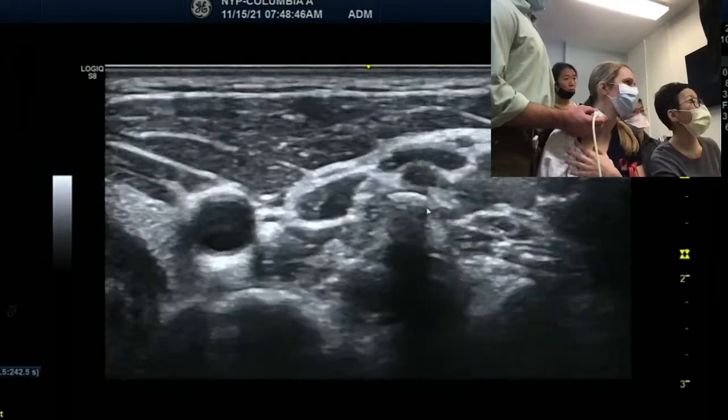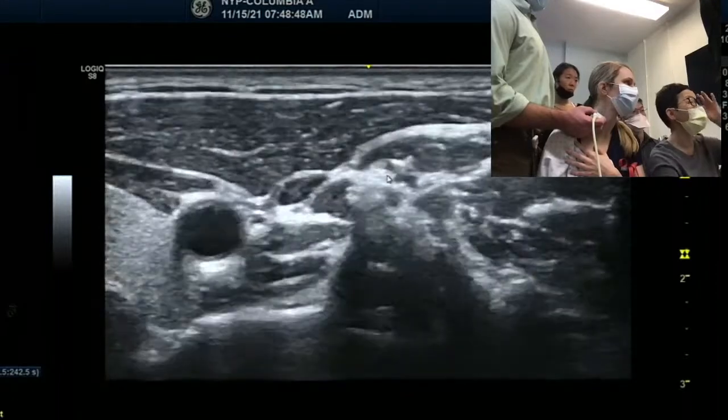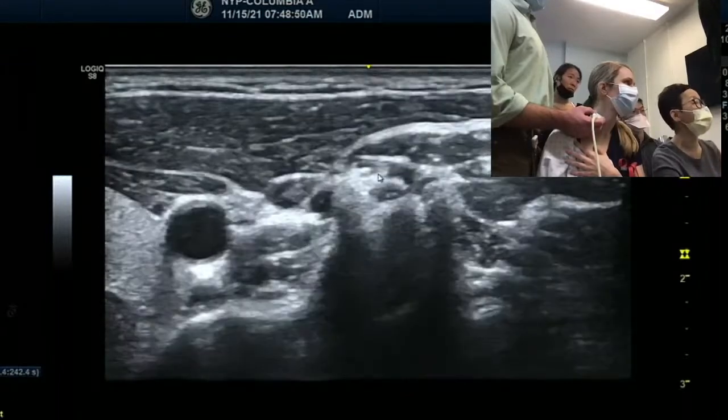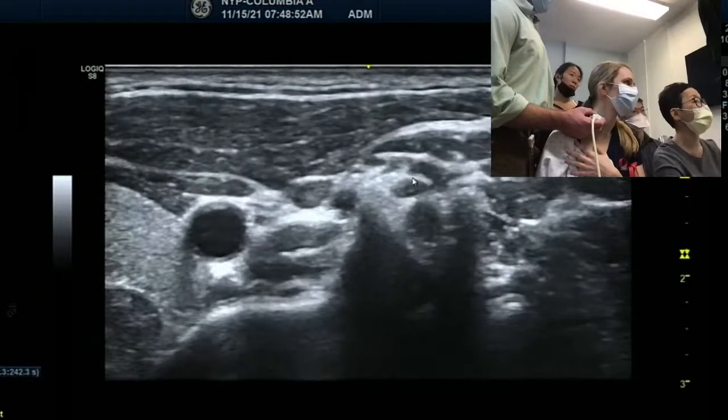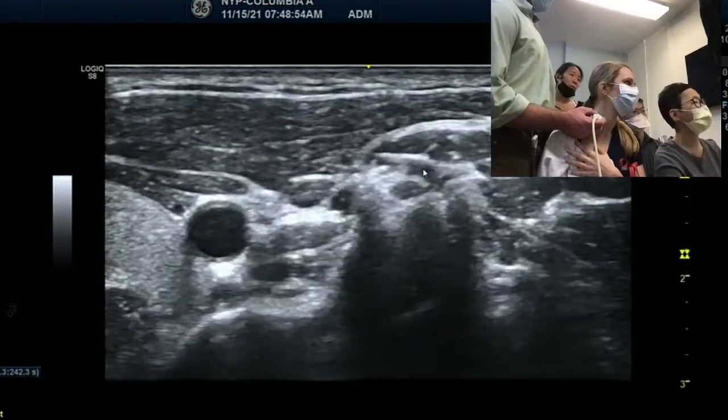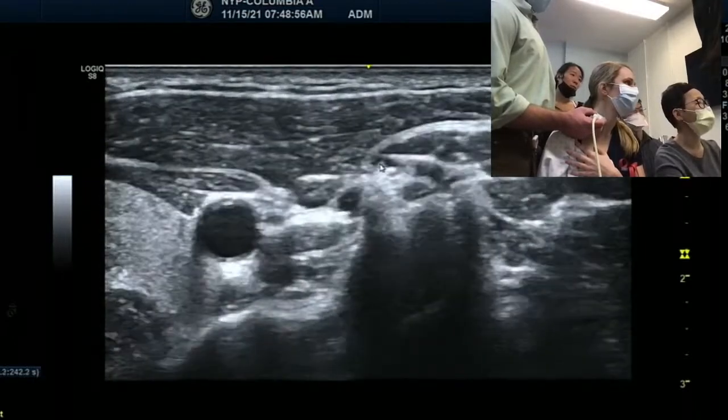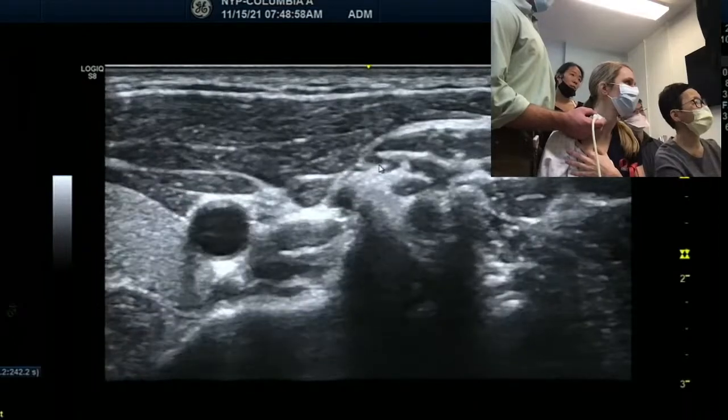What are we looking for? Some nerve popping out from here. This one, this one is coming out. What is this one? Looks like a C6 to me. C6 coming out. Do you think it's going to be the long thoracic nerve?